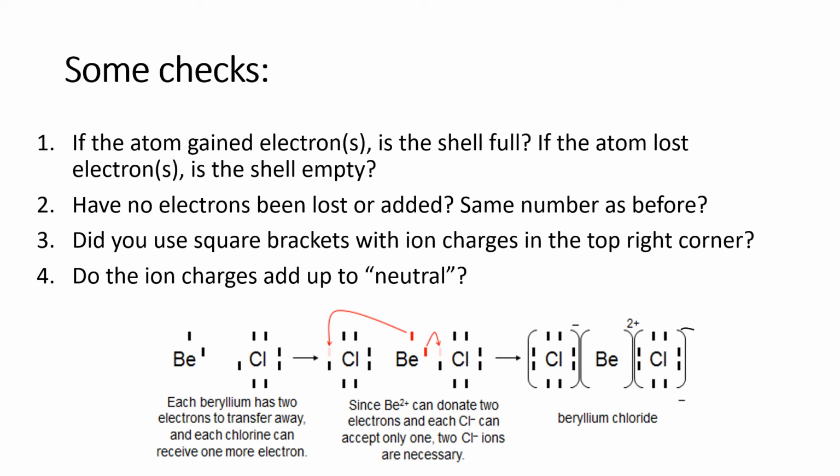Did you use square brackets with ion charges in the top right corner to indicate that you have deliberately done this charge? And then do the ion charges add up to neutral? So is your total number of charges, so -1 plus -1 plus +2, a 0.